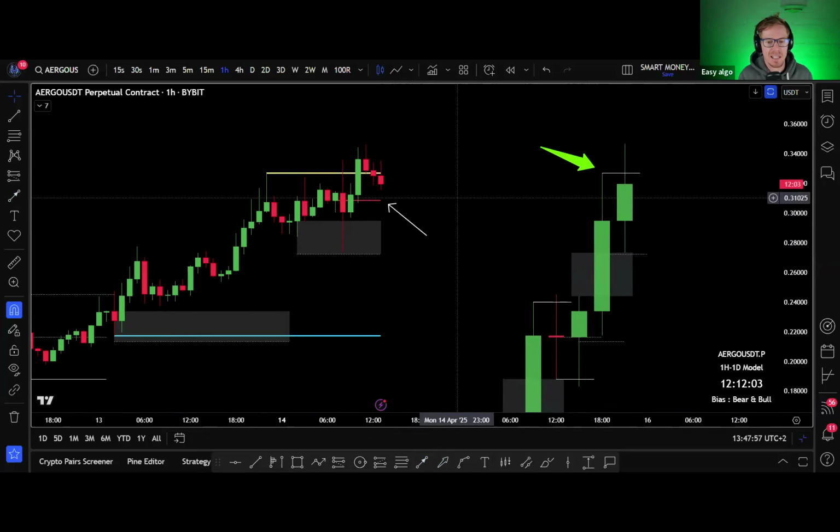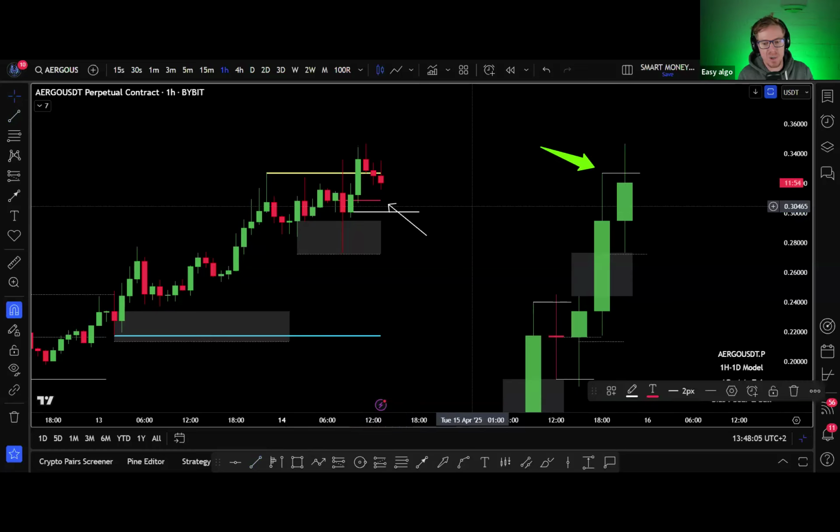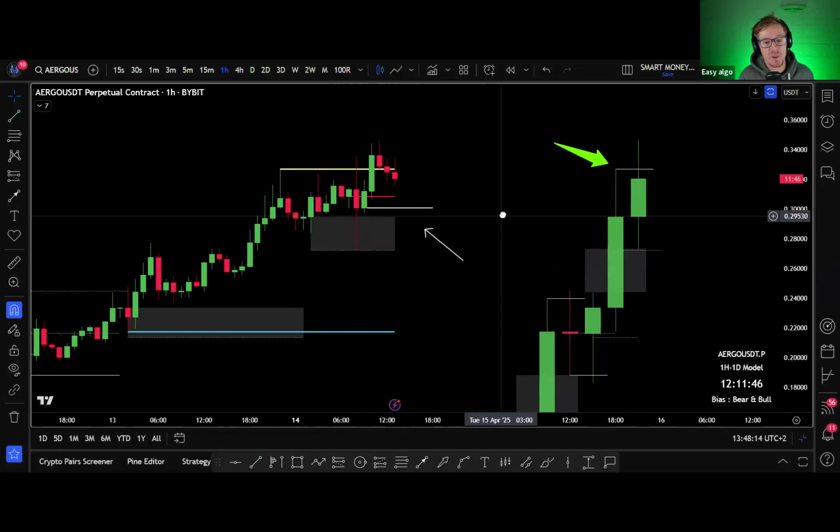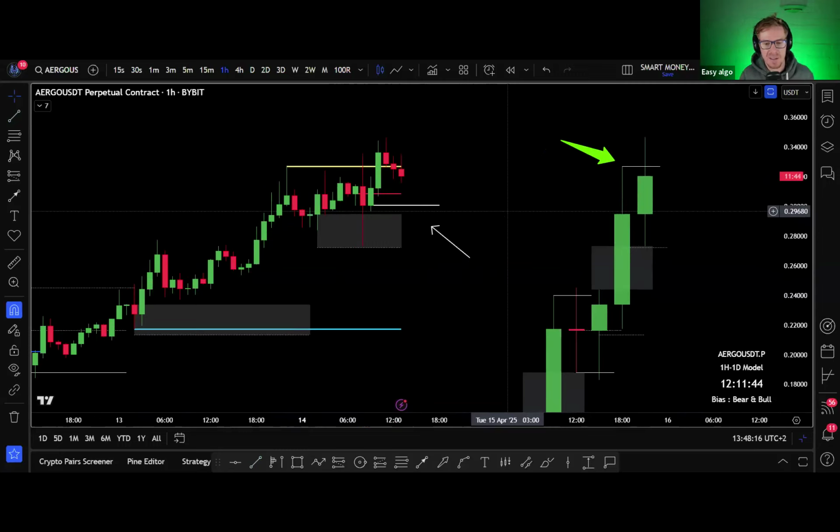Sometimes the CISD level in this scenario is actually not in the right position. It should be a little bit lower down, but there was so much manipulation on this token. You can see we've got this massive wick to the upside and this wick to the outside, which obviously confused the algorithm of the indicator. But that is why it's good for you guys to go through the training, because you will know exactly where the CISD lines will be positioned.